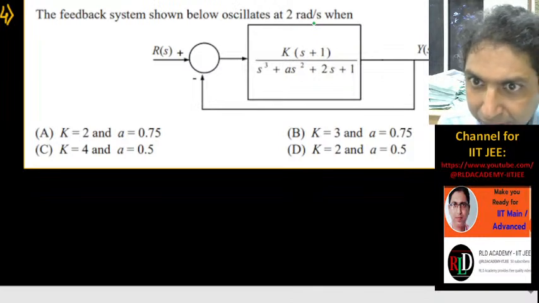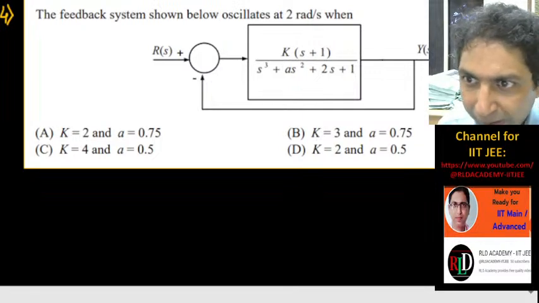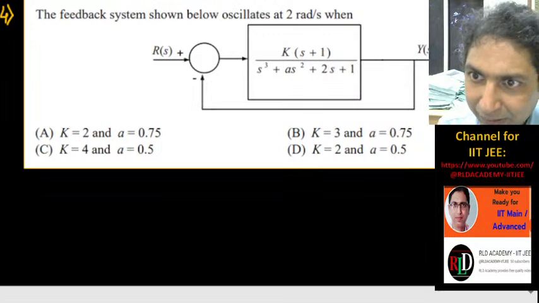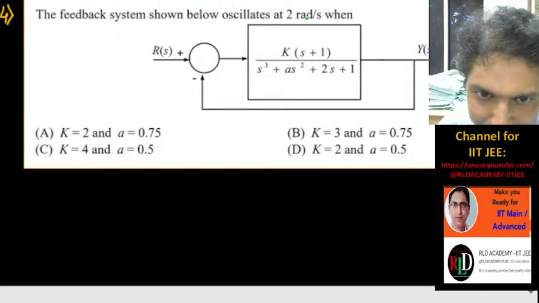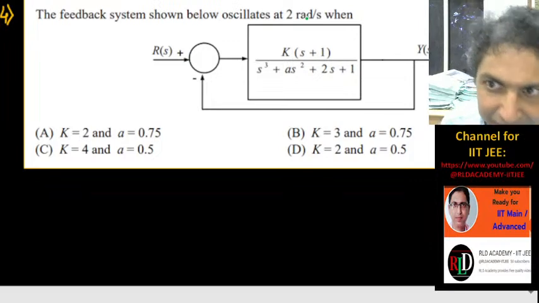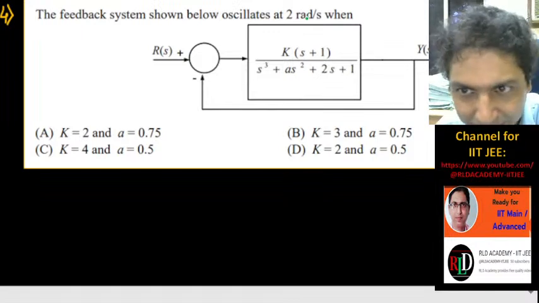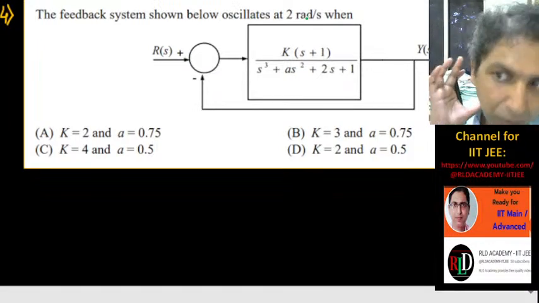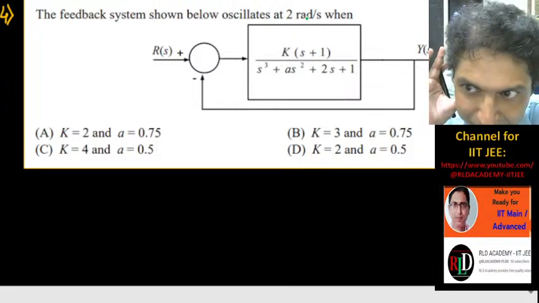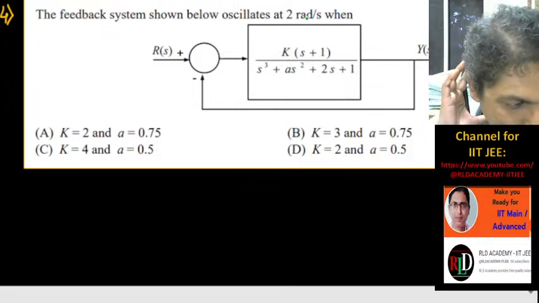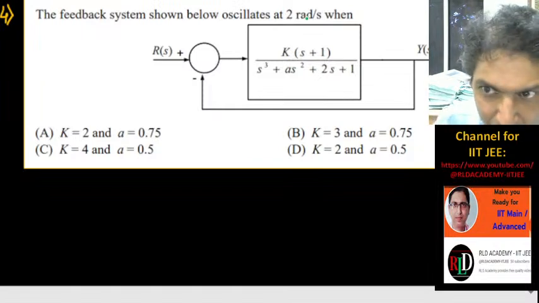So this system will have one oscillation at the output Y(s). It will oscillate at the frequency 2 radian per second, meaning omega equals 2 radian per second. So omega is given. Now we need to find out the K value and a value. It's a little bit critical. So can you solve this problem? What approach will you take?